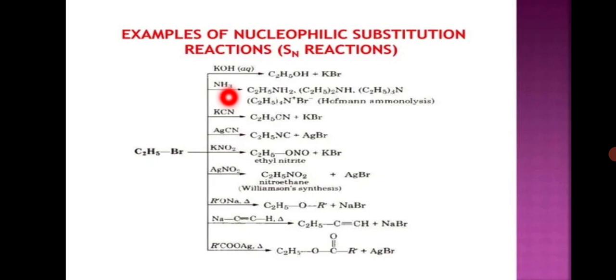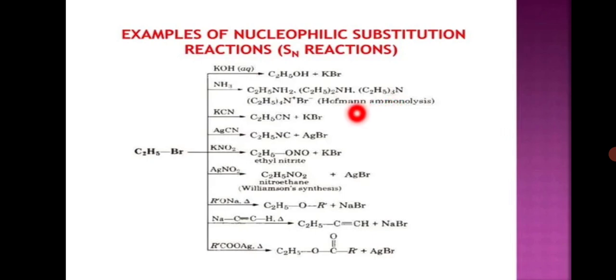The hydrogen atoms of the ammonia are continuously replaced. If you continue the reaction, another hydrogen atom will be replaced by the C2H5, and another hydrogen atom also replaced by the C2H5. So successively all the hydrogen atoms of the ammonia will be replaced by the ethyl group in this nucleophilic substitution reaction. First product is ethylamine, second product is diethylamine, third product is triethylamine.